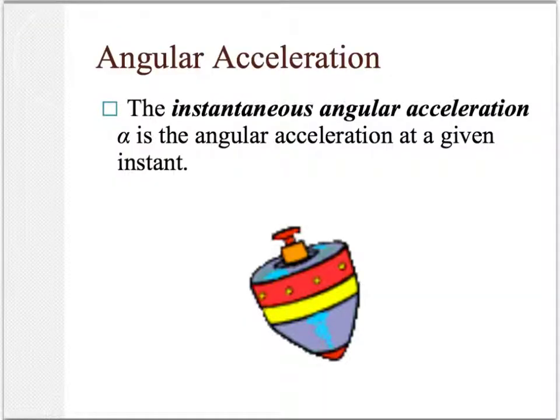Here we are at angular acceleration. The instantaneous angular acceleration, which is written as alpha, is the angular acceleration at any given instant. We're going to calculate that by taking the change in angular velocity divided by time.